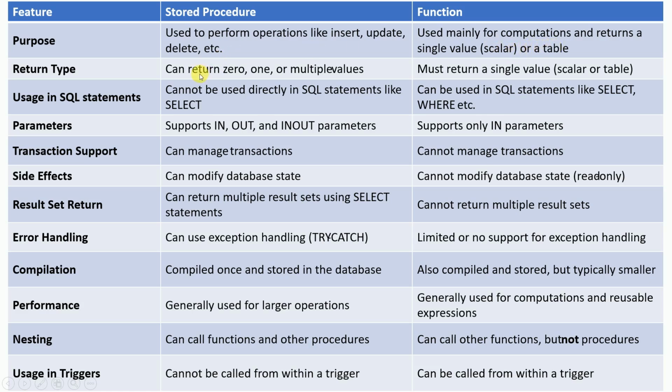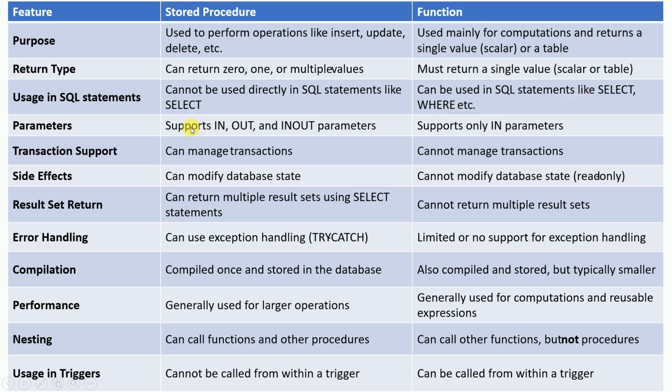In case of the stored procedure can return 0, 1 or multiple values, whereas function must return a single value, either scalar or table. In case of the stored procedure cannot be directly used inside the SQL statement like select, whereas the function can be used in SQL statements like select and where, etc.